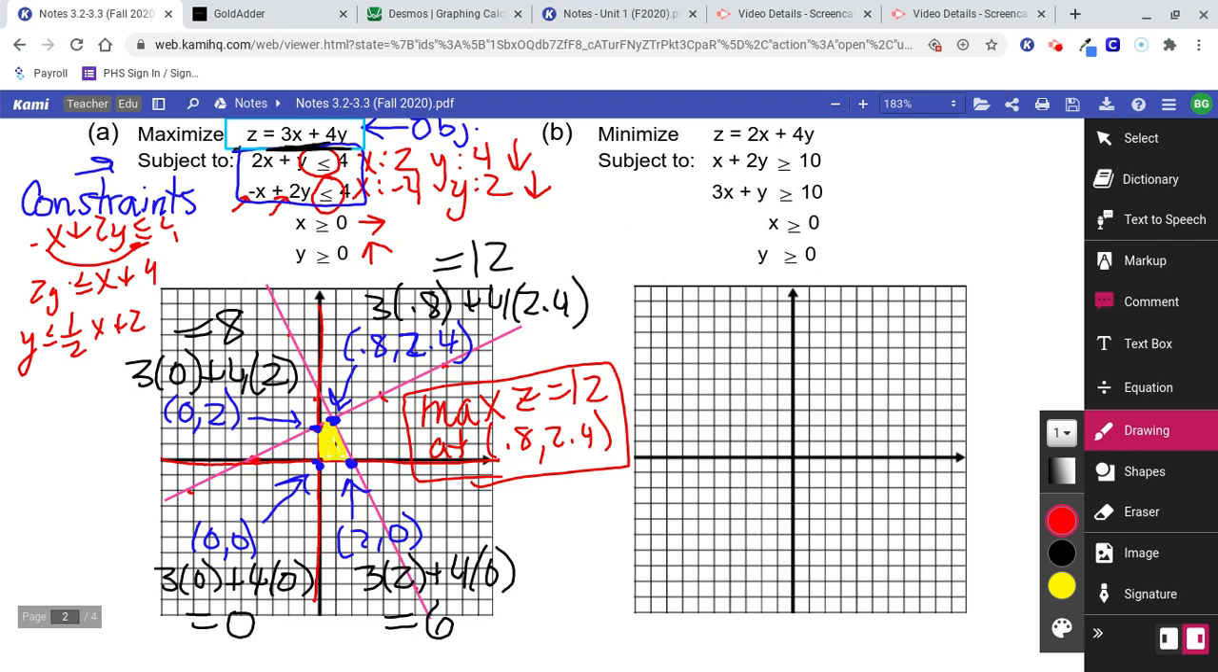Part B, we're going to minimize that objective function. So let's look at the constraints here. First constraint, do your cover-up method. The x-intercept, cover up the y, is going to be 10. And your y-intercept, cover up the x, is going to be 5.